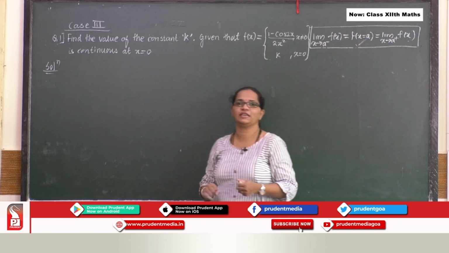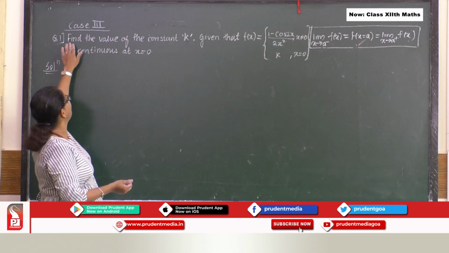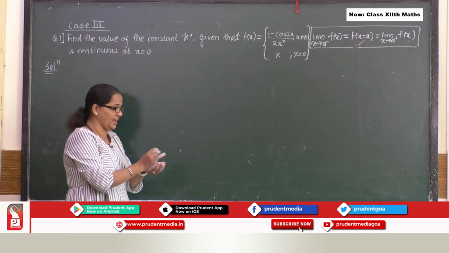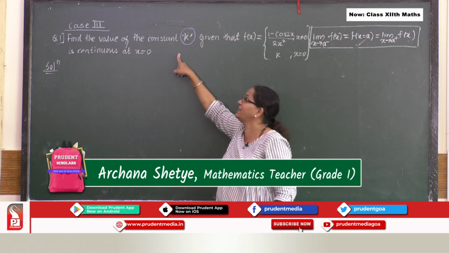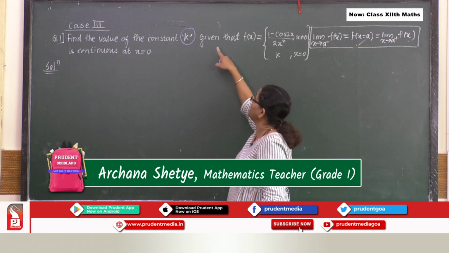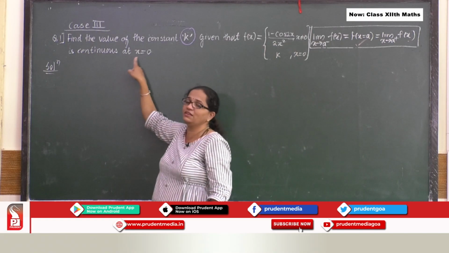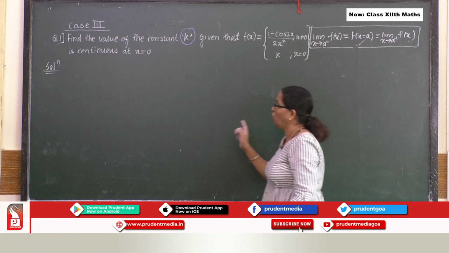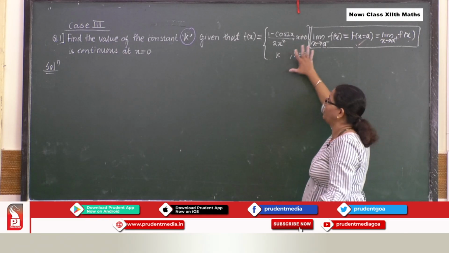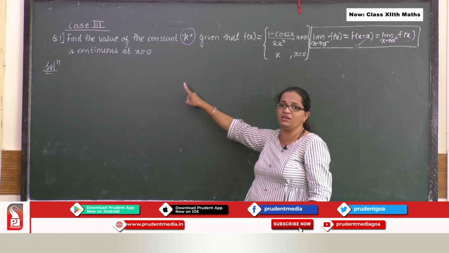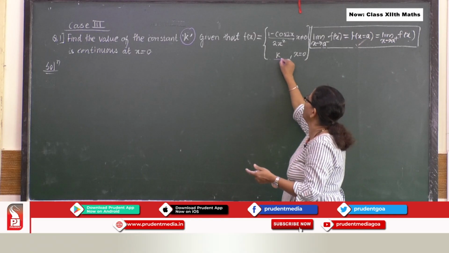Let us talk about third case. Now over here when I talk about third case, you see this problem, find the value of constant k. So basically what we are finding is the value of constant k, and here, see, given that, what is given over here? The given function is continuous at x equal to 0. So over here we are talking about the third condition wherein the function is continuous, which is given to me. And what I need to find? I need to find the value of k which is mentioned.